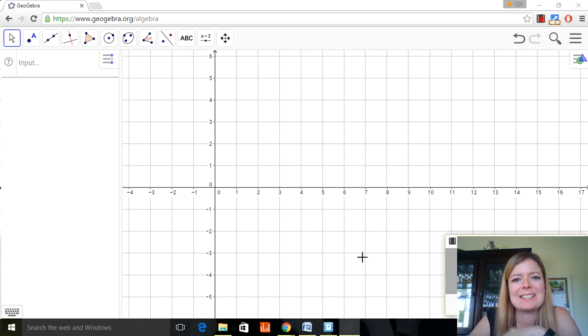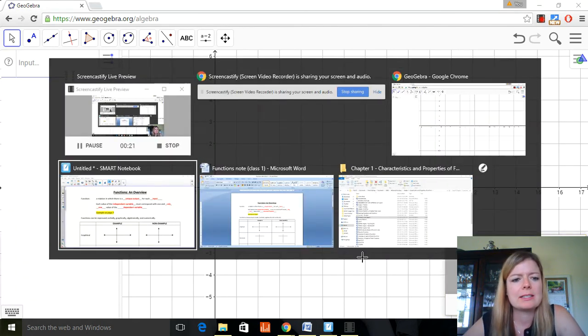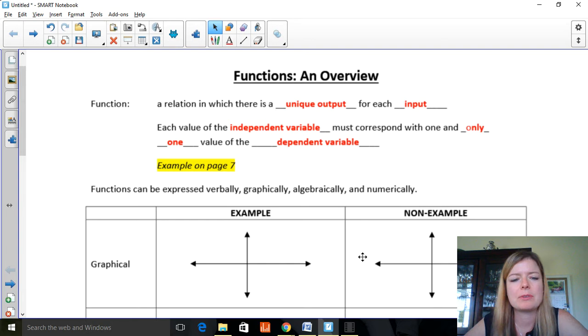Hi everybody, this is Mrs. Weens and this is your first video of advanced functions. So just like we started grade 11 functions, we're starting today with an overview of what a function is. So the definition of a function, hopefully you remember. So I'll be using, this is the note that we're talking about today, functions and overview.